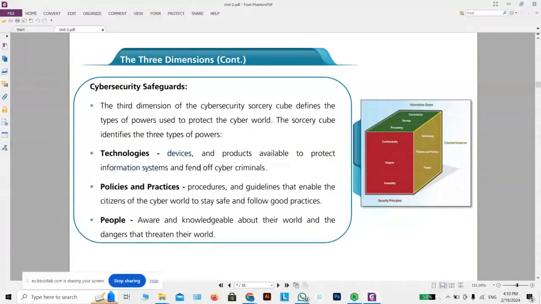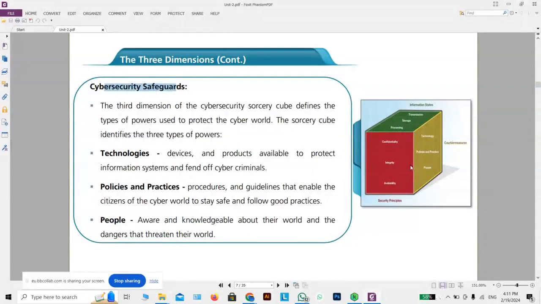from the cyber criminals. We can also apply policies and practices, guidelines through which we can help our citizens to get to know about the cyber world and to keep them safe from bad practices. The third one is people: we can help them to become knowledgeable about the cyber world and the threats related to it, and make them aware of these threats and dangers. All these things help to safeguard the cybersecurity world.